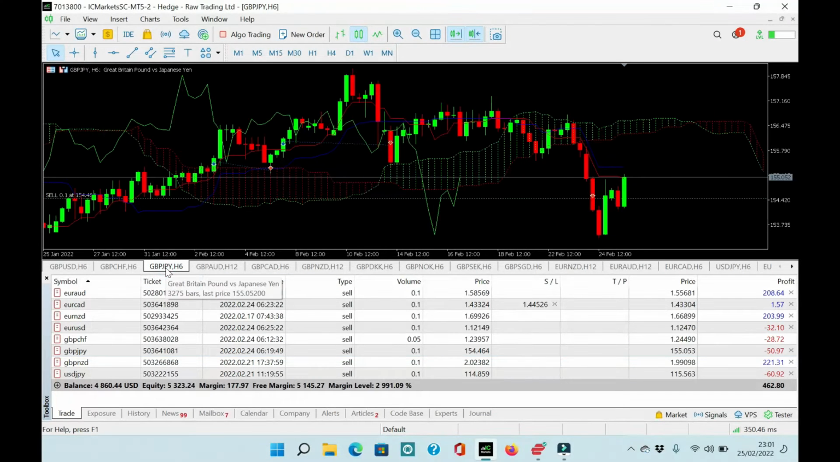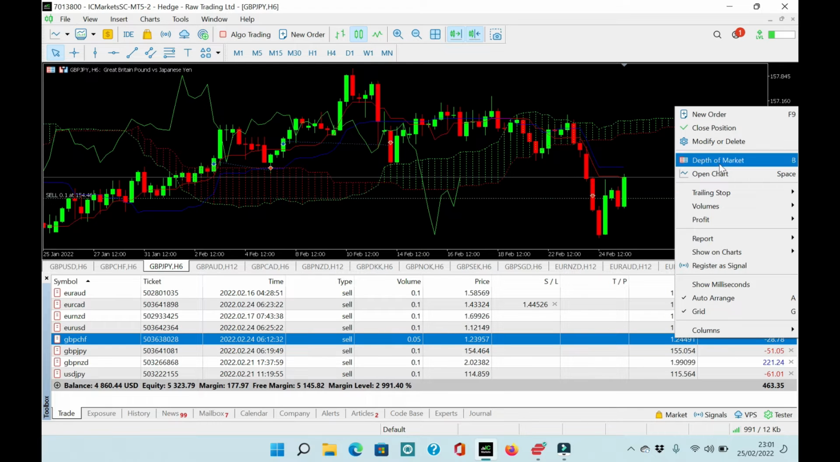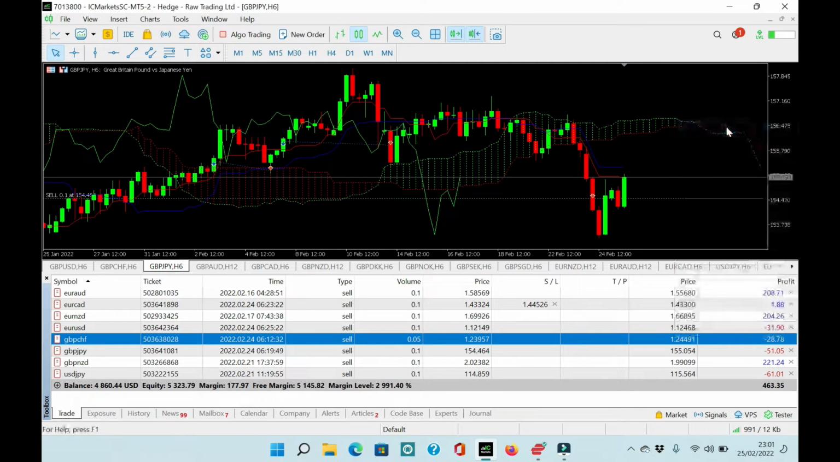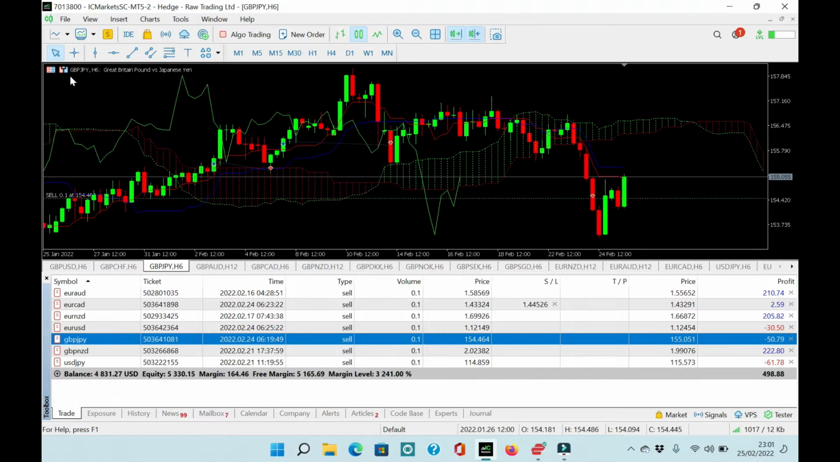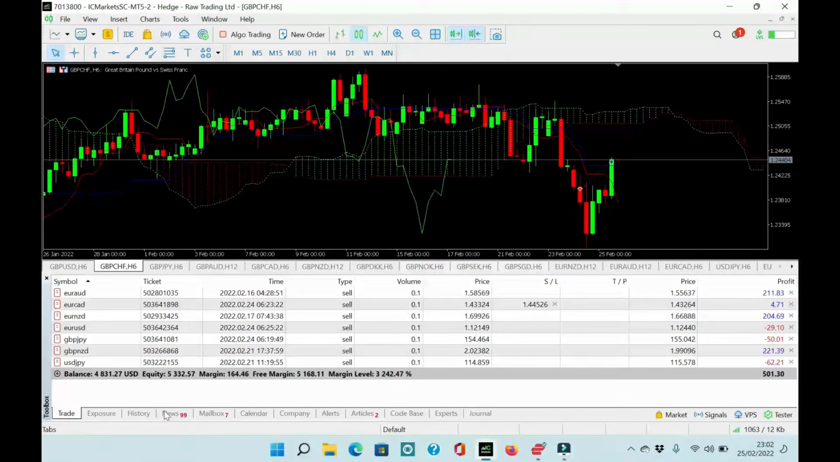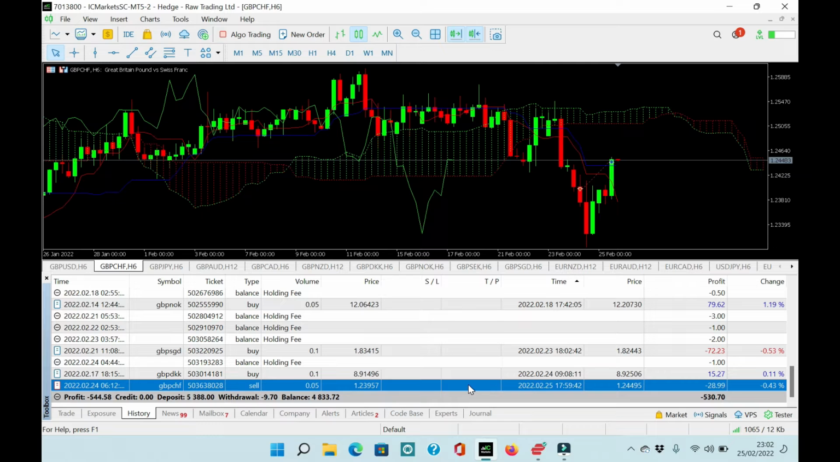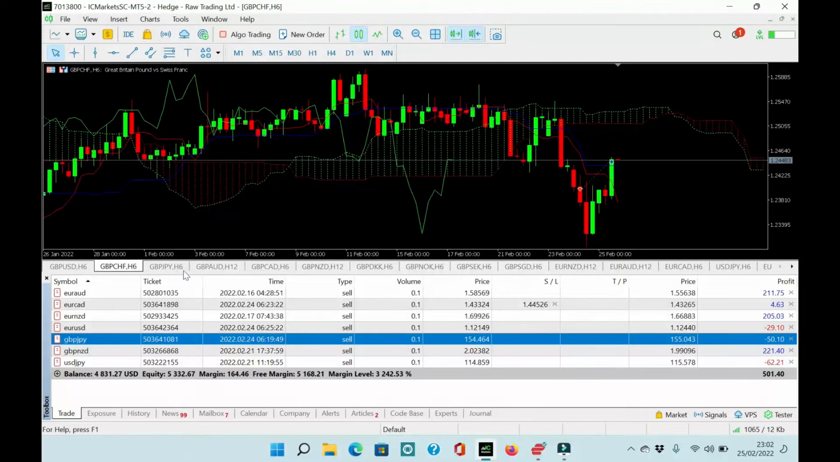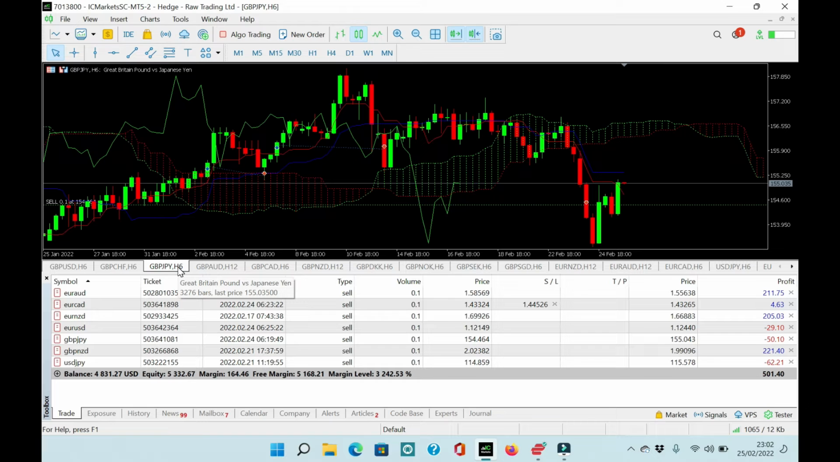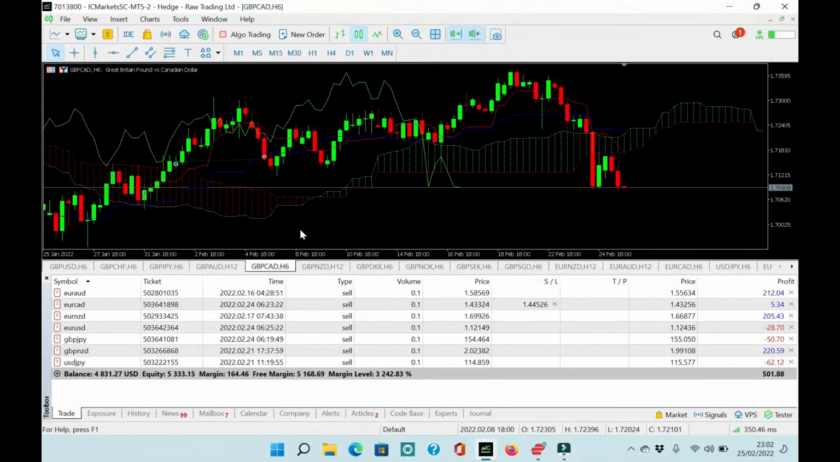Let's go to pound sterling GPY. Wait, I will go back again. I will close again. Okay, it's closed. You can check the history. It's already closed, the trade position. No, it was the next trade. Next trade.